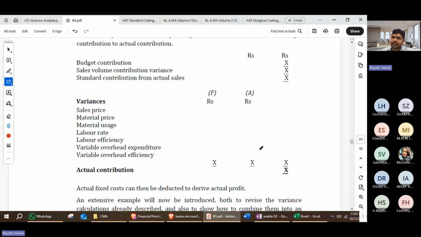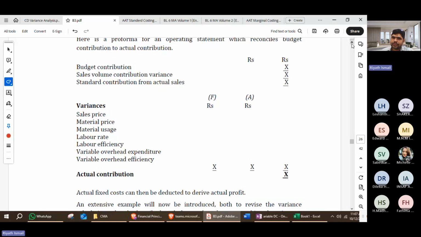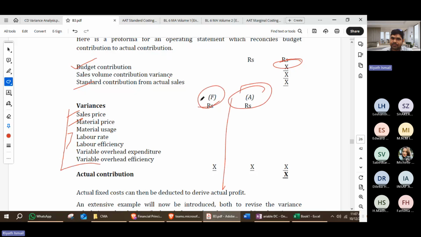So this is the format, the pro forma of contribution. They start from the budget. So they estimate budget contribution and two different causes, sales volume contribution variance, and then price variance, material variances. They have taken all together, and they have adverse and favorable. So adverse variances are listed here, favorable variances are listed here, and then combining these two, they finally arrive at actual contribution.